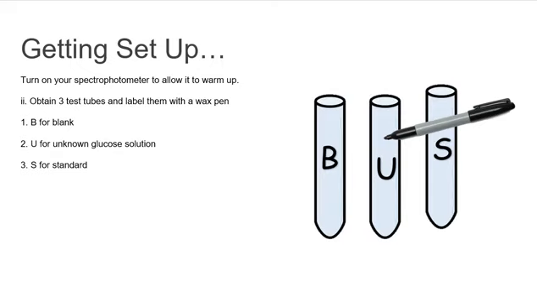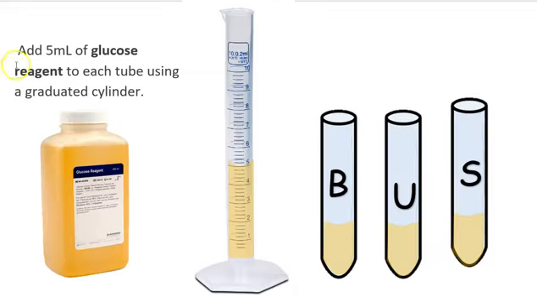Let's get started. The first thing that we need is to turn on the spectrophotometer to allow it to warm up, and then obtain 3 test tubes and label them with a wax pen. B for blank solution, U for unknown glucose solution, and S for standard solution. Then we're going to add 5 milliliters of glucose reagent to each tube using a graduated cylinder. And then we are going to look at the bottom of the meniscus to make sure we have an accurate measurement.